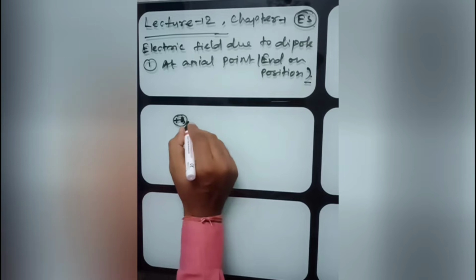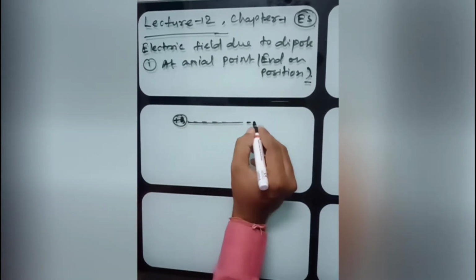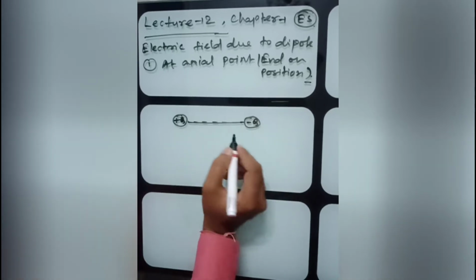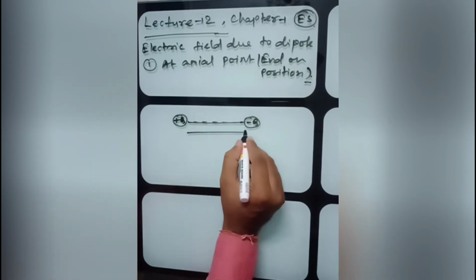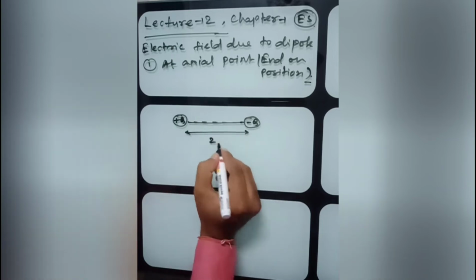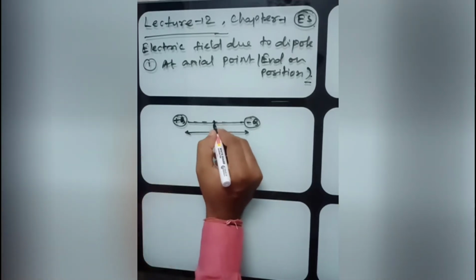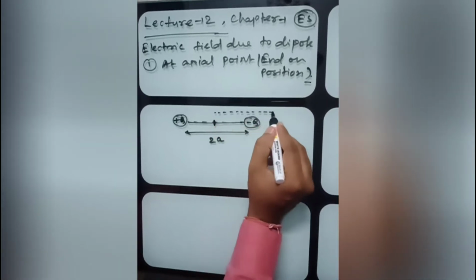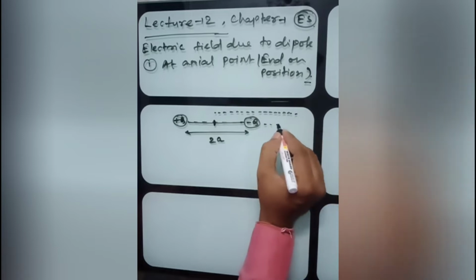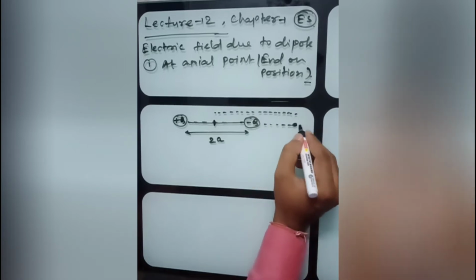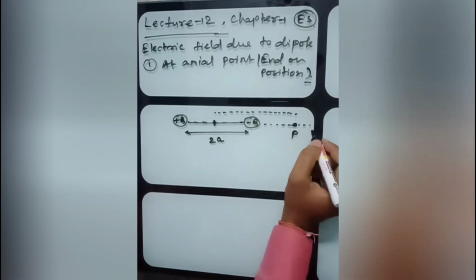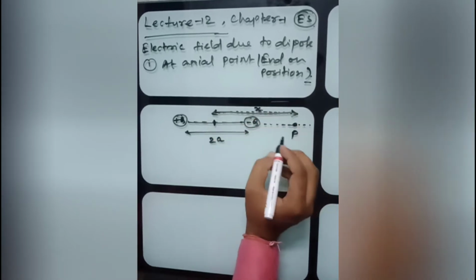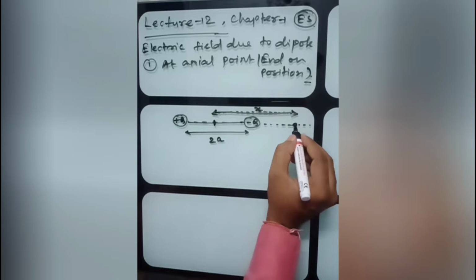Suppose it is a dipole, plus q and minus q. A dipole is a system of two charges having equal and opposite magnitude. For simplification, we take the distance as 2a. From the center, we have to find the electric field at a certain distance, say x. At this point P, we are going to find the net electric field, and this distance is x.